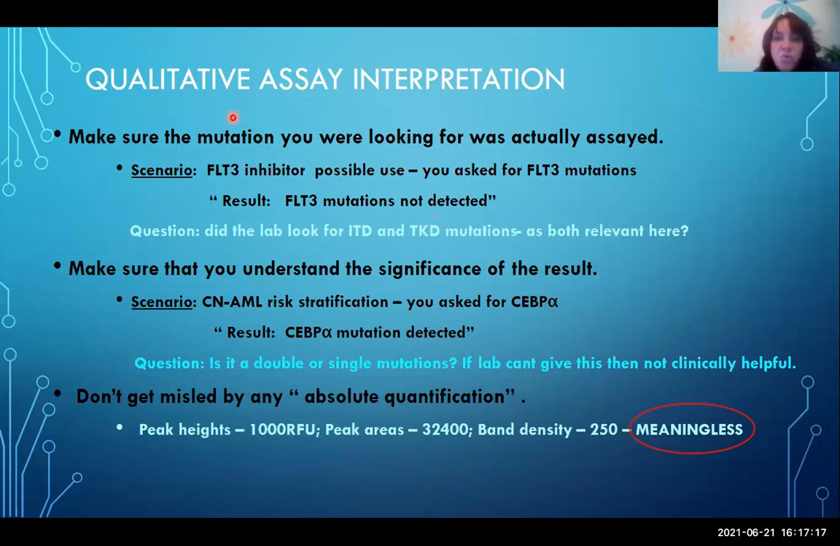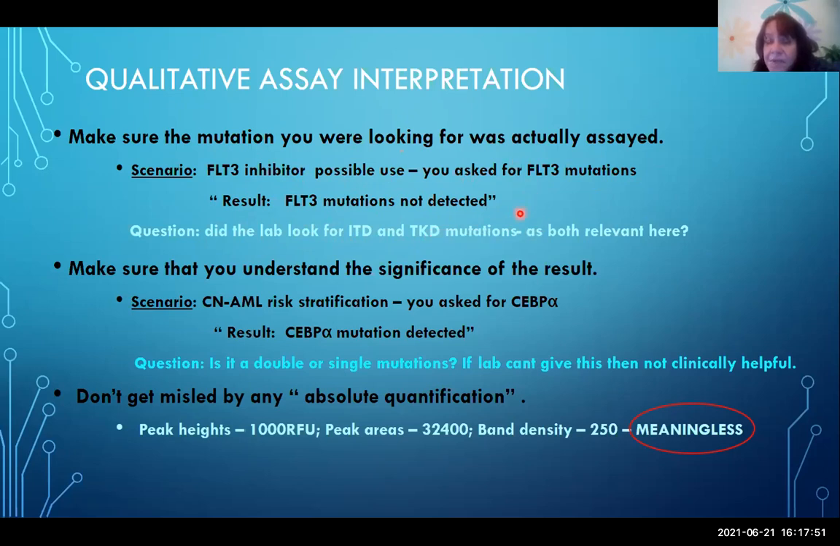Okay, so this is now where it's important, as a clinician, to make sure that the mutation you're looking for was actually assayed. That seems a bit silly to ask, but it can happen. So say, for instance, you have a FLT3 inhibitor that you possibly can use if you're lucky enough in private, then you ask for FLT3 mutations. Now, the result might come back saying FLT3 mutations not detected, but you need to make sure that the lab actually looked for internal tandem duplications and tyrosine kinase domain mutations.